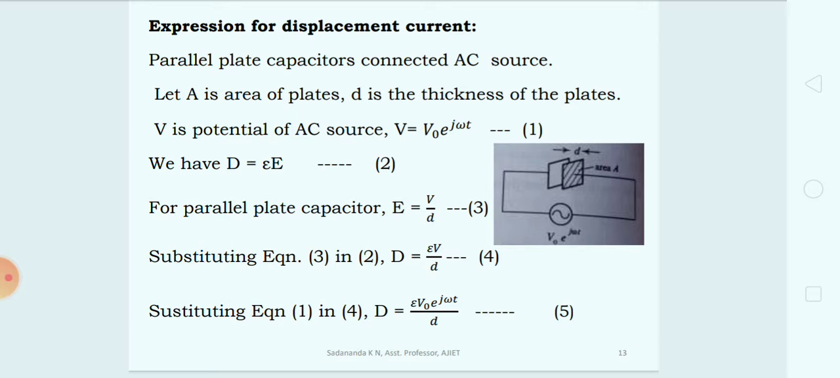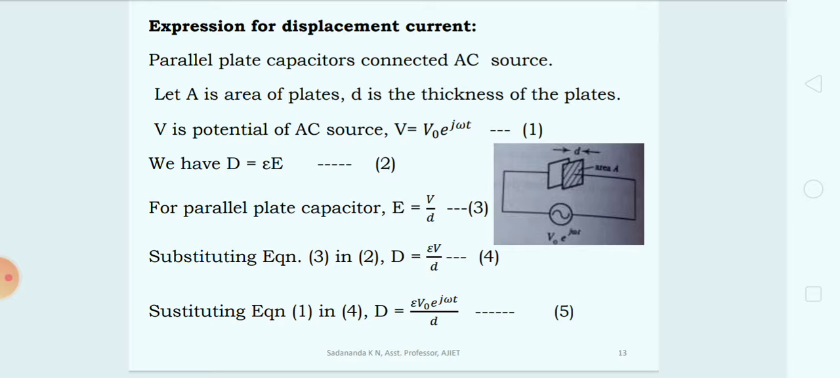Now substitute equation number 1 in equation number 4, which means V equal to V naught e power j omega t can be substituted in equation number 4, because equation number 4 is vector D equal to epsilon by d into V. In place of V, it is V naught e power j omega t, right? So that is called equation number 5. So vector D, what we got, is epsilon V naught e power j omega t by d.